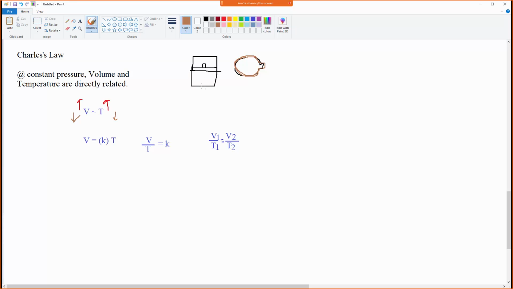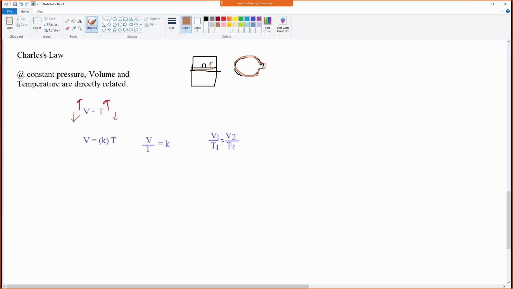Same thing with this one. If you've got a cylinder and some gases in here, if you heat it up, then this slidey thing is going to move up to expand. And then as you cool it down, it's going to move back down to give less volume, if that makes sense.